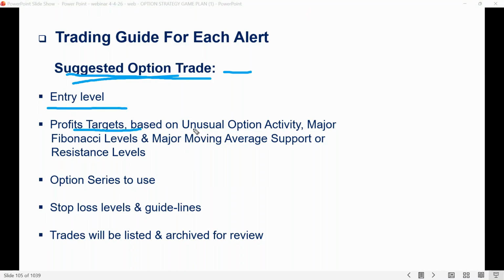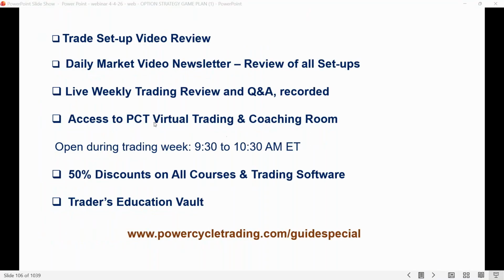And these targets are all based on that Fibonacci price target mapping, which you get as an additional bonus here. I tell you exactly what option series to use, your stop loss levels, and then these are all monitored throughout the day, every day during the week. And I constantly send out text and tell you what to do or not to do, or I'll give you adjustments if needed to adjust the trade for risk. Okay, so those are constantly updated.